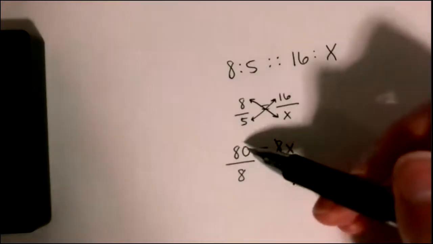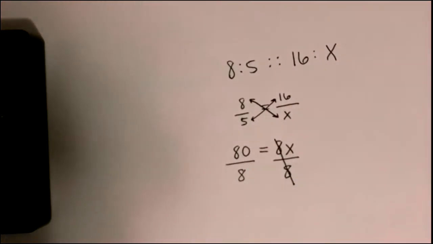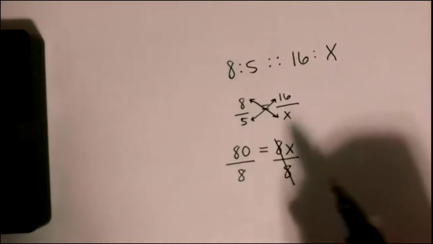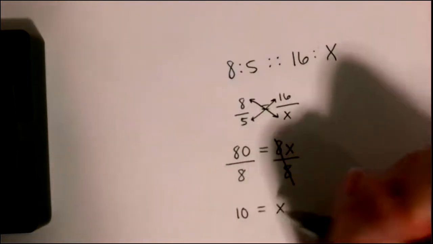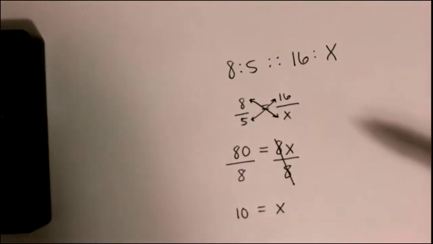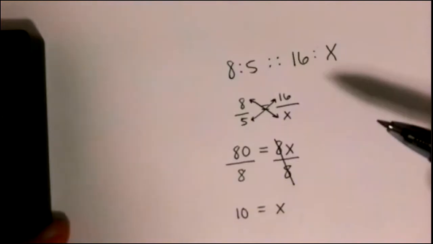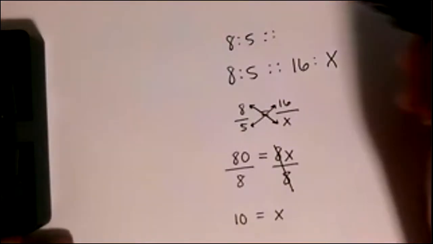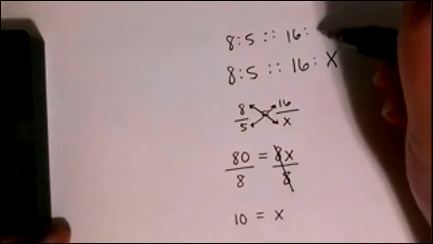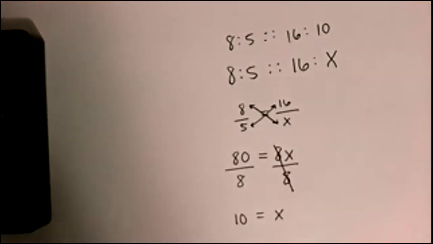Now we have 80 over 8, which, remember, anytime you see a fraction, is the same thing as a division problem. So 80 divided by 8 gives us 10. And then I'm just left with x on the other side here. So we just solved for x. Our ratio would then be 8 to 5 is equal to 16 to 10. We just solved for that unknown variable of x.